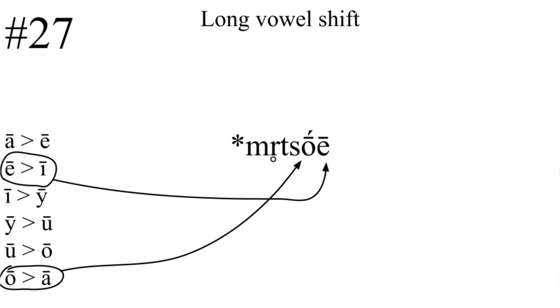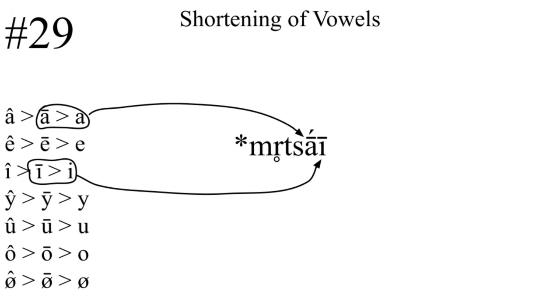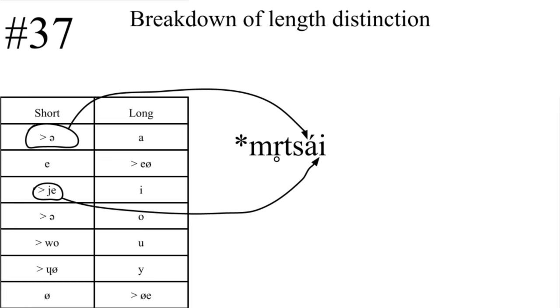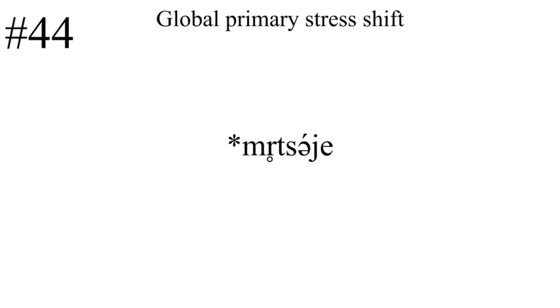Mrtsoe. Rule number 27, long vowel shift. O becomes A and E becomes E. Mrtsai. Rule number 29, long vowels shorten. Mrtsai. Rule number 37, length distinction collapses. Short A becomes schwa, short I becomes ye. Mrtsaye. Rule number 44, stress moves to the first syllable unless the word is really long.